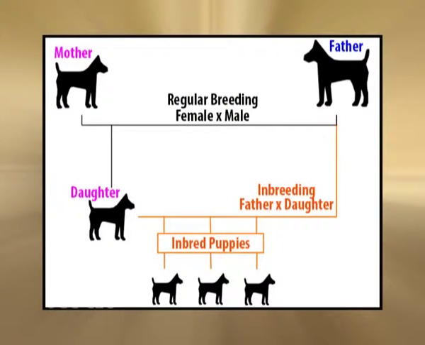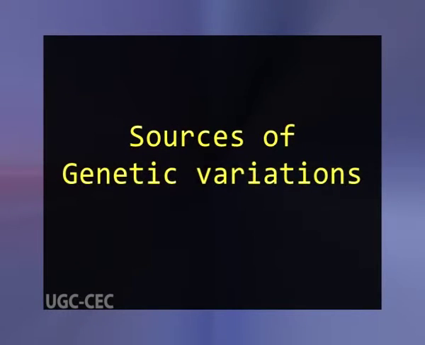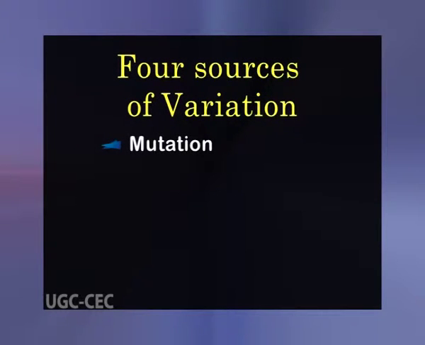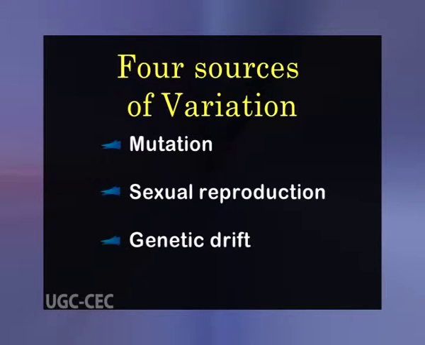Sexually reproducing organisms have abundant genetic variations. The variations become fewer if there is intensive inbreeding. Now let us talk about the sources of genetic variations. For a given population, there are 4 sources of variation: mutation, sexual reproduction, genetic drift, and gene flow.